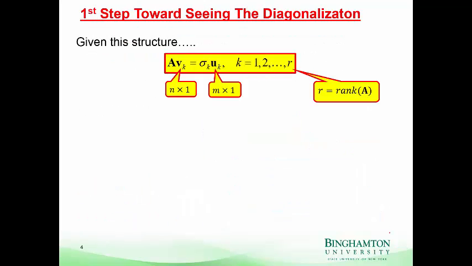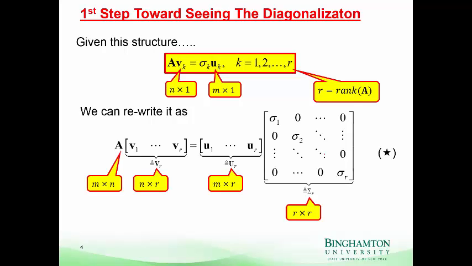So here's the first step towards seeing this diagonalization. We have this wish that we're expanding this idea of eigenvectors. We have not yet seen that it leads to diagonalization in a more general way, but we're going to take a couple steps towards that and end up seeing that indeed it does. So given this structure, I'm just repeating what we just saw, we can rewrite this in the following form. We can just take all the VKs and stack them as columns in some matrix. And since there's R of them, we'll call this V sub R. There's a reason that we're putting a subscript there and not just calling it V, capital V.